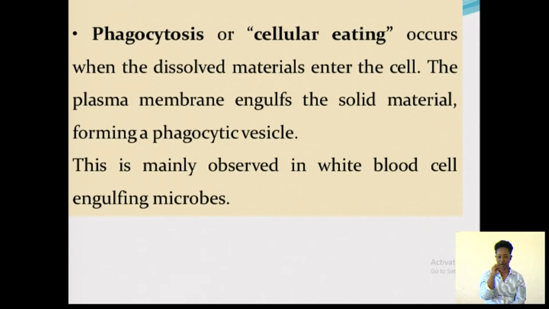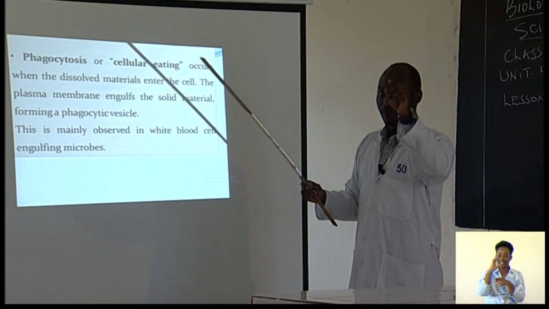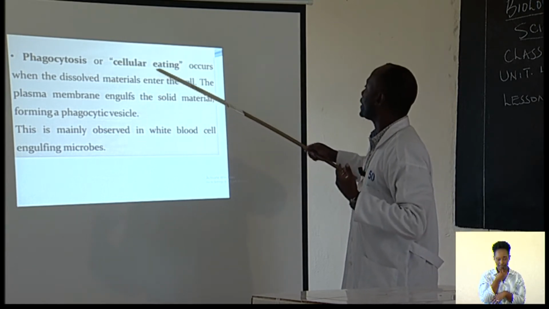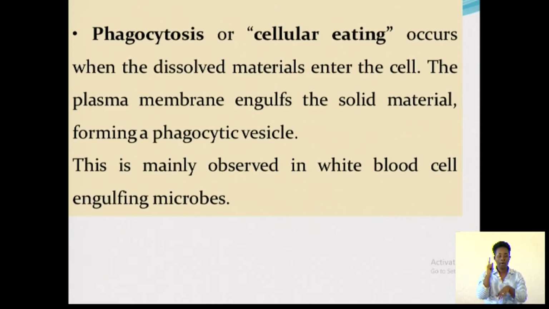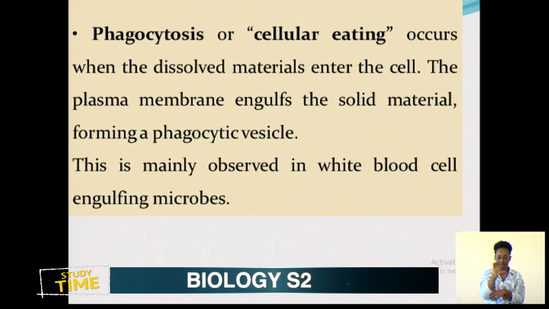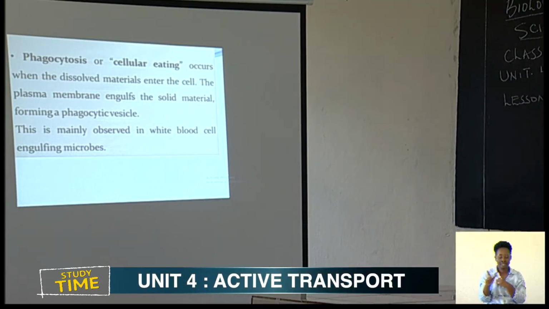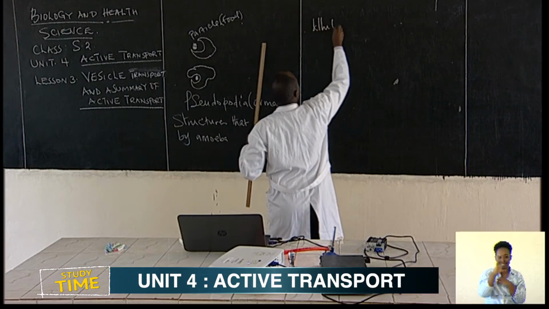Phagocytosis, as I mentioned earlier, is called cellular eating. When you are eating, you eat solid substances, not liquid substances. So phagocytosis can also be referred to as cellular eating. It occurs when solid materials enter the cell. The plasma membrane engulfs the solid materials, forming what we call phagocytic vesicles. This is mainly observed in white blood cells.